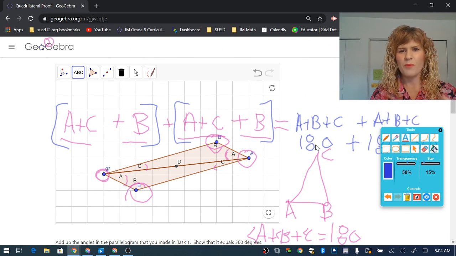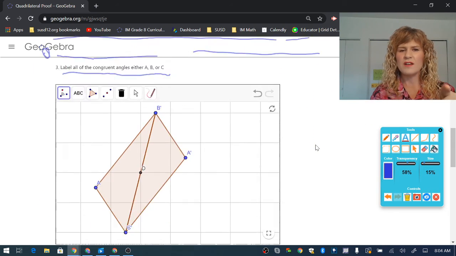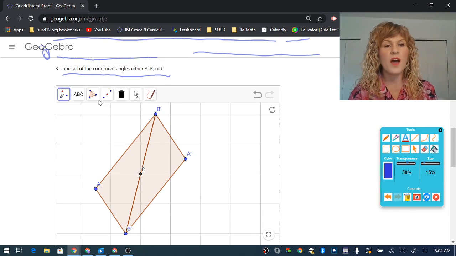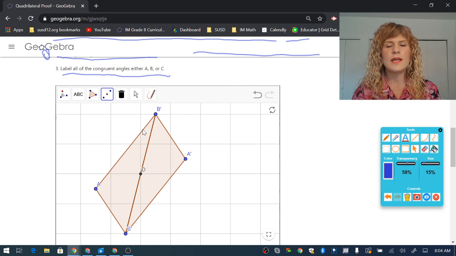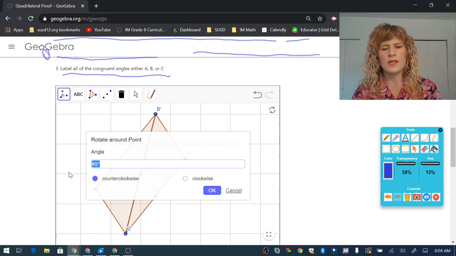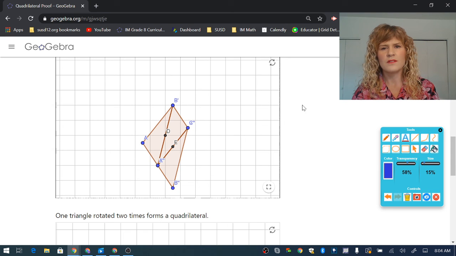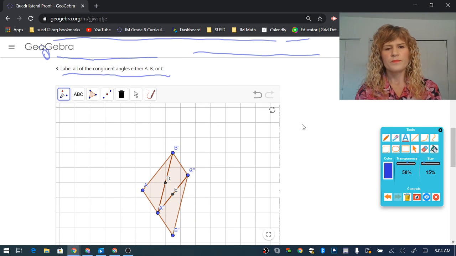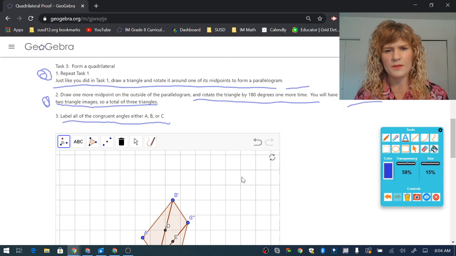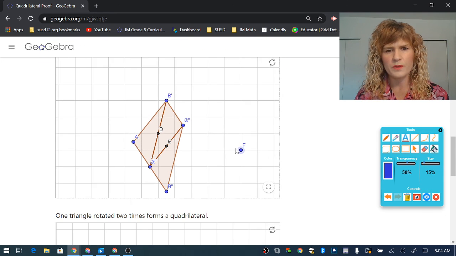Step 1, task 1, we made a parallelogram. And then here, there's a parallelogram, but we're not finished. We're going one step further. Draw another midpoint, and then rotate this triangle one more time, 180 degrees. Ding! Now, what do you get? Take a look at that. Let me try to zoom a little better.